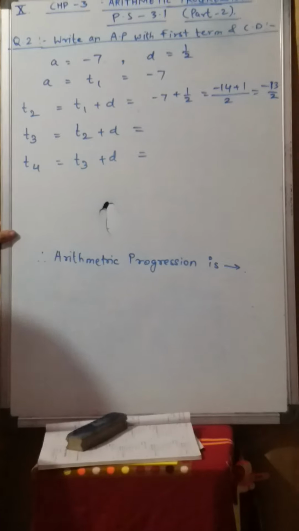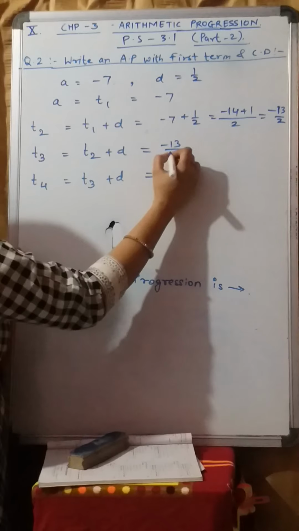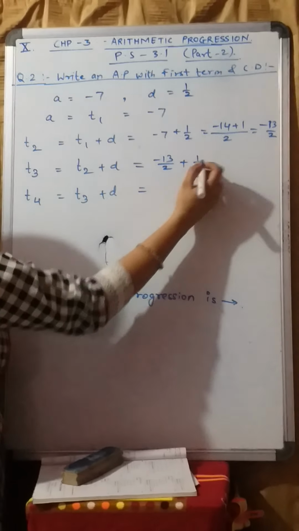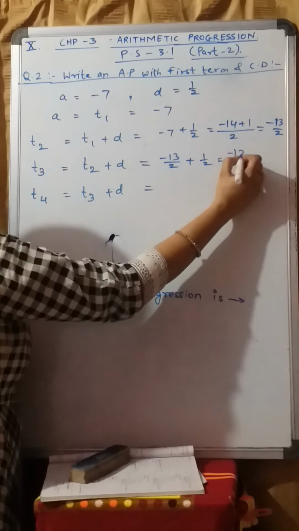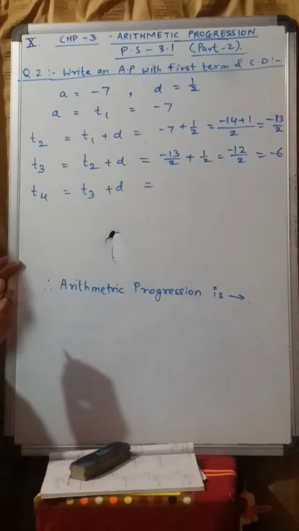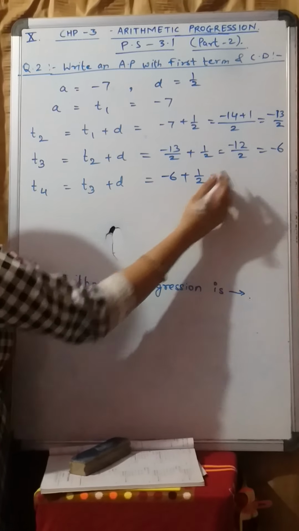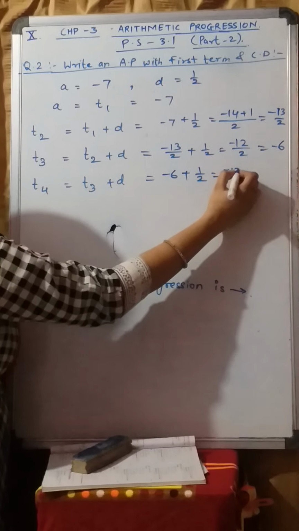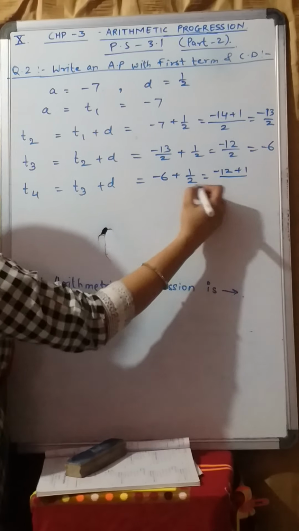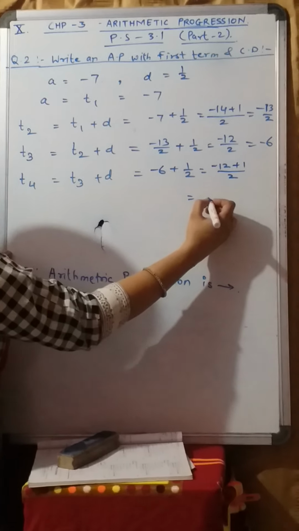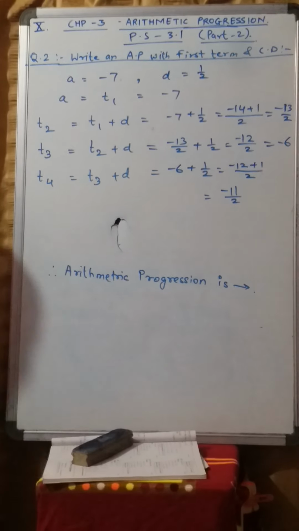This is your second term, sorry. Then for the third term, you are going to add this -13 upon 2 plus 1 upon 2. Very simple. 2 denominators are same now. -13 plus 1 is -12. That is -6. Okay. Then for the fourth term, this -6 will be added to 1 upon 2. Again 2 6s, that is -12. Minus will be there and 6 2s are 12 will be there. Then plus 1 and upon 2. So it is -12. Denominator will be 2. -12 plus 1 is -11. So it is -11 upon 2.